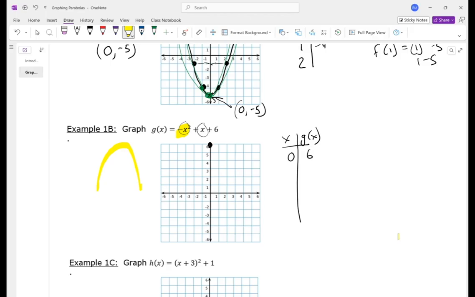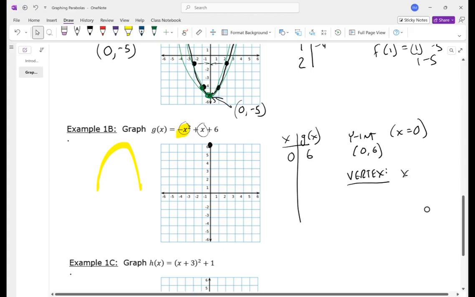I also know that if I plug in 0, so to find the y-intercept, I'm going to get (0, 6). So anytime I set x equal to 0. And the other thing we can do is find the vertex, if it's not in vertex form, by using the formula x equals -b over 2a.